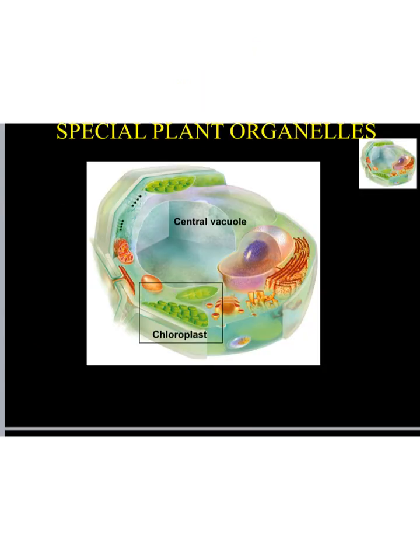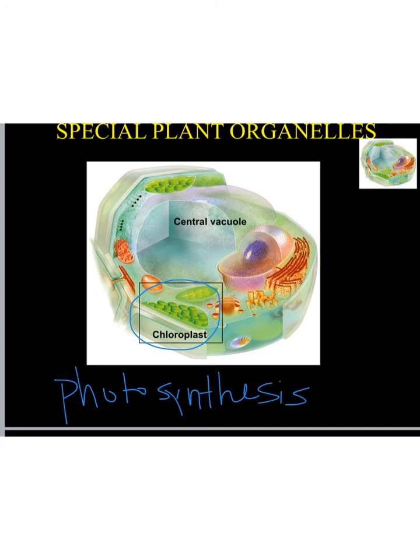Okay, so now I want to talk about a couple of organelles that are specific to plant cells. The first of these is the chloroplast. You probably remember talking about the chloroplast in some of your high school biology classes. This is the organelle that is important in photosynthesis. We're going to spend a whole chapter on photosynthesis, but this is the organelle that is responsible for carrying out this process.